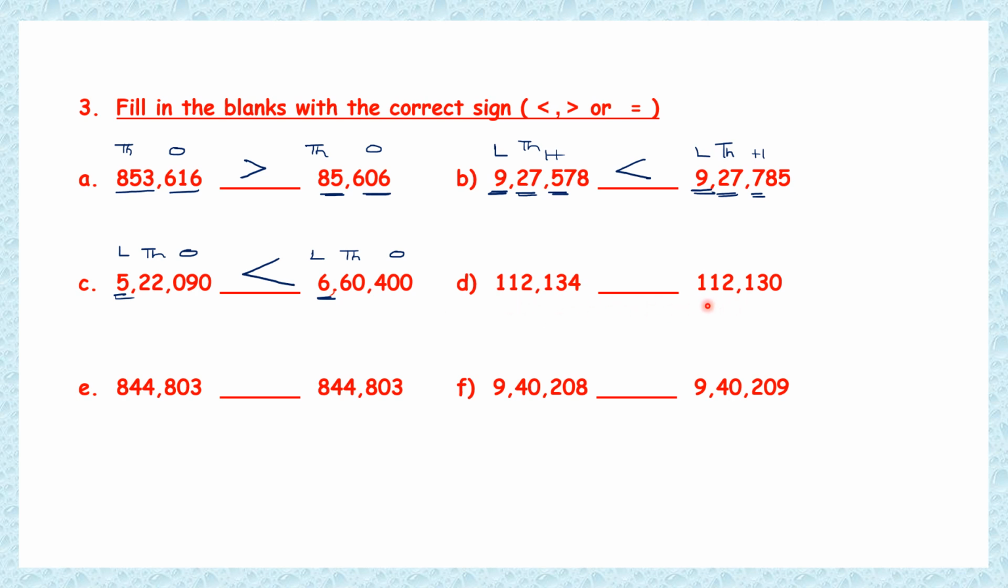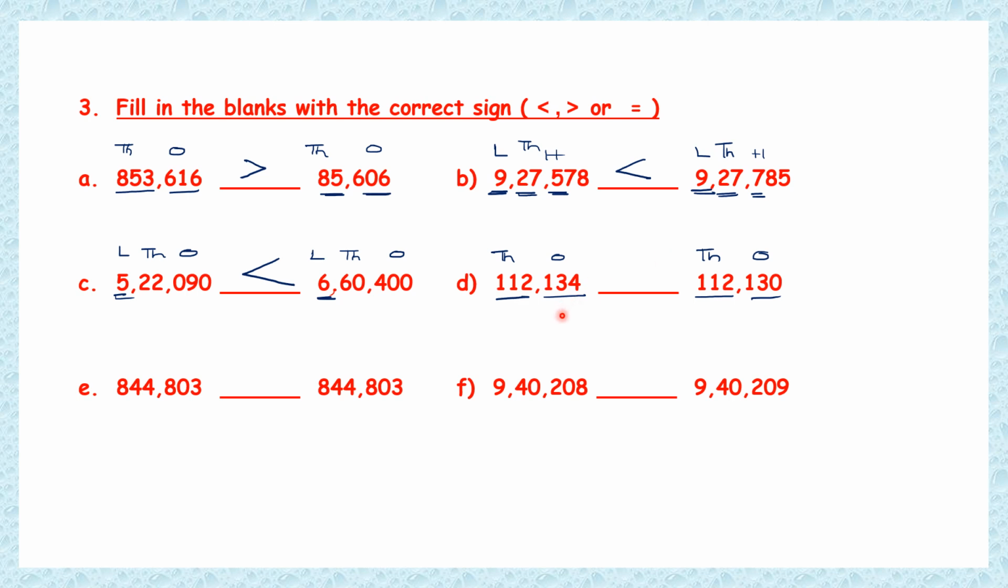Here also there are 6 digits in both the numbers, but there are only 2 periods. That means this is in the international system. Let's write the period. So this is the thousands period. This is the ones period. So here also we have the thousands period and we have the ones period. Now let's look only at the thousands period. Here it is 112,000. Here also it is 112,000.